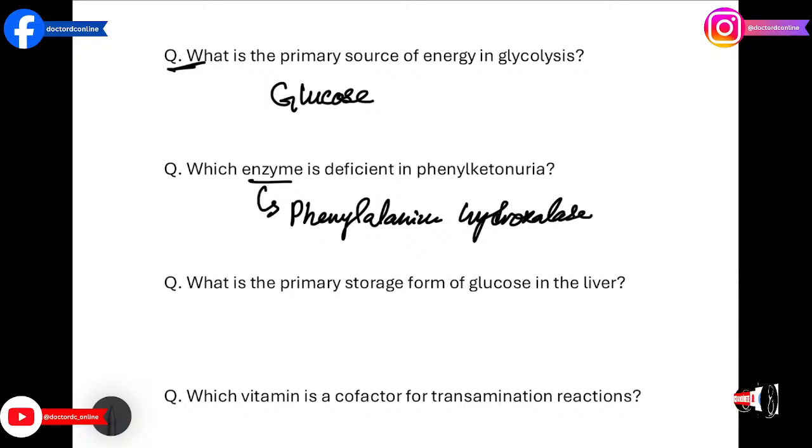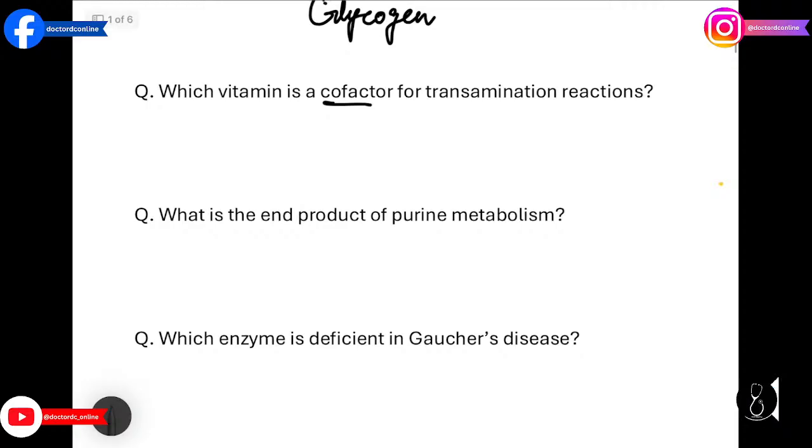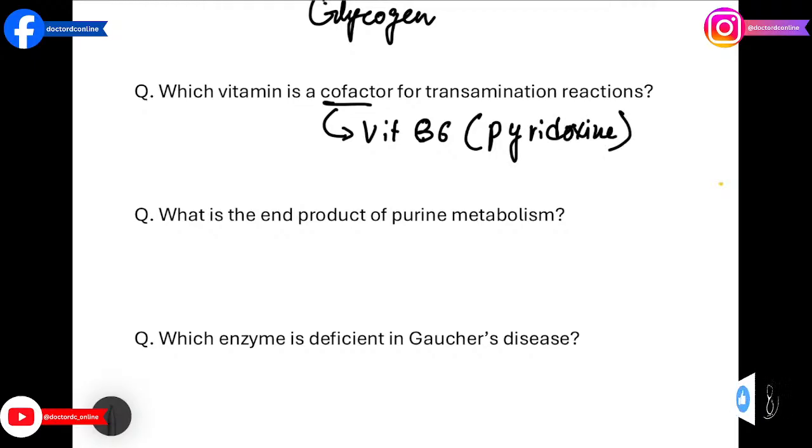The next question is, what is the primary storage form of glucose in the liver? And the answer is glycogen, because it is stored as glycogen granules mobilized during hypoglycemia. The next question is, which vitamin is a cofactor for transamination reactions? And the answer is vitamin B6, pyridoxine. Pyridoxal phosphate facilitates amino acid metabolism.